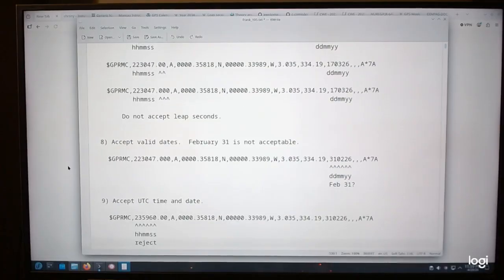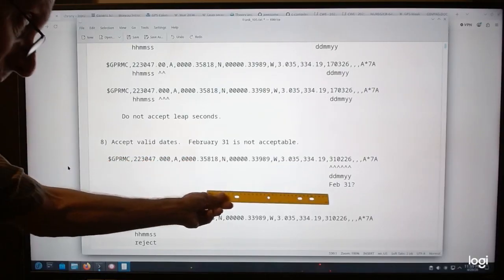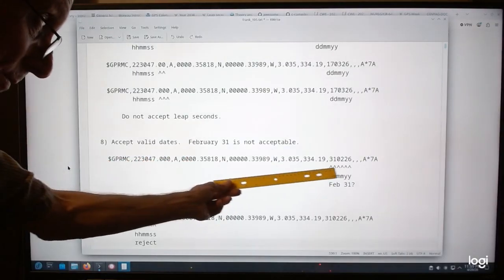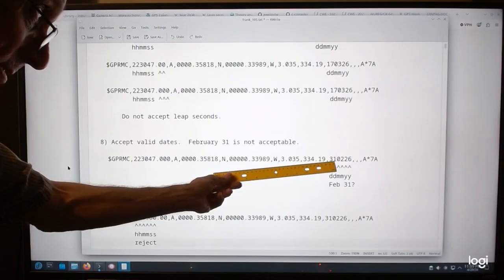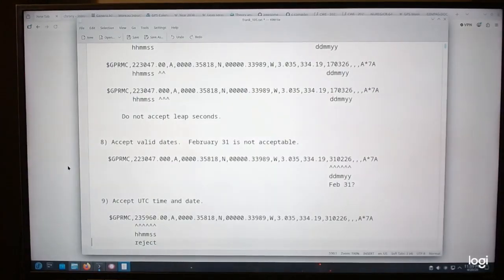Valid date. Like February the 31st, that is not acceptable. We will not accept February the 31st. So if a date looks like this, the 31st of February, we will not accept that.